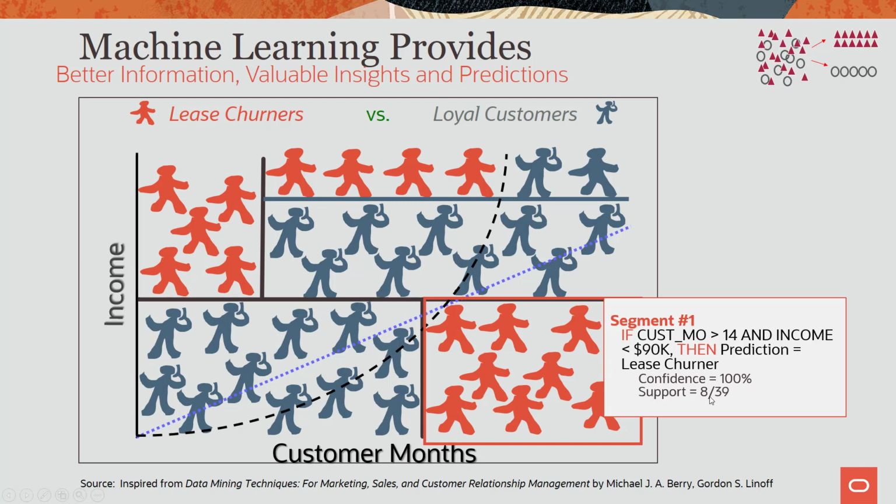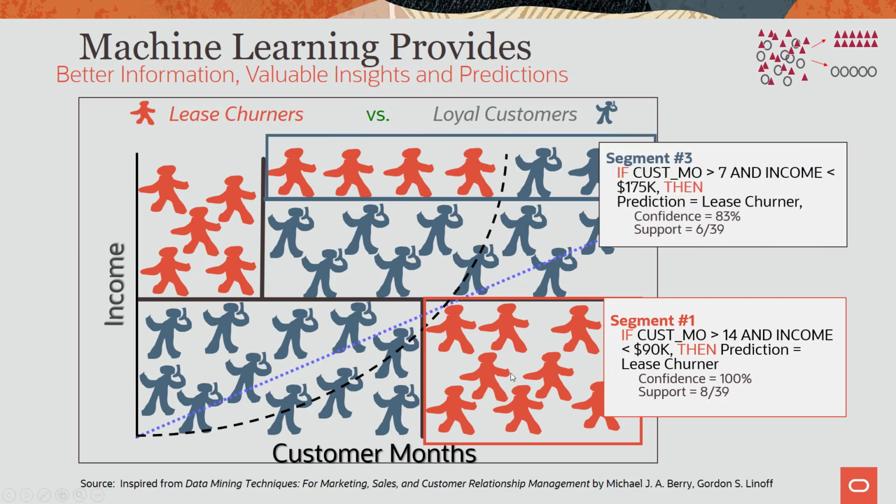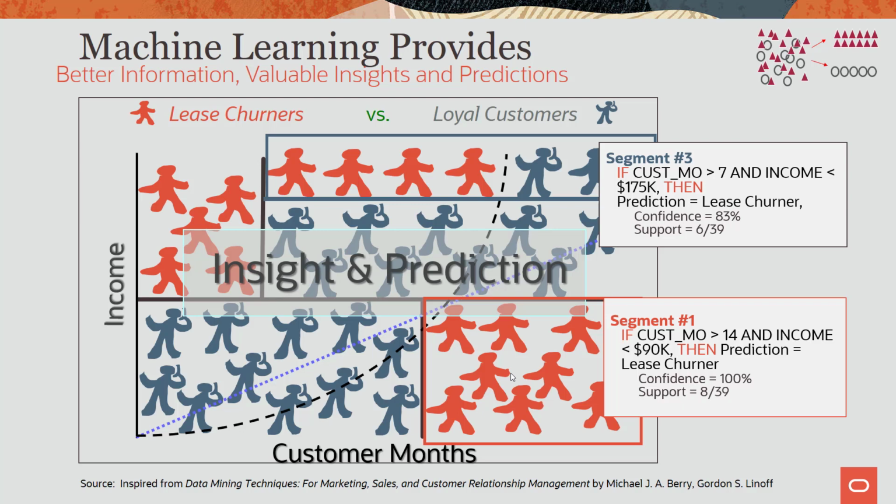And the support means how many of these in the whole population. So if you add them up, there's 39 little people here, and 8 of them fit into that little segment. Here's another one where I'm a little bit less confident. I'm 83% confident, and the support is 6 out of 39. It's a slightly different rule, but this is what's called supervised learning. I'm using a decision tree technique, and the nice thing is I have lots and lots of examples on which to train. And so I can find insights, I can actually make pretty good predictions based on this.